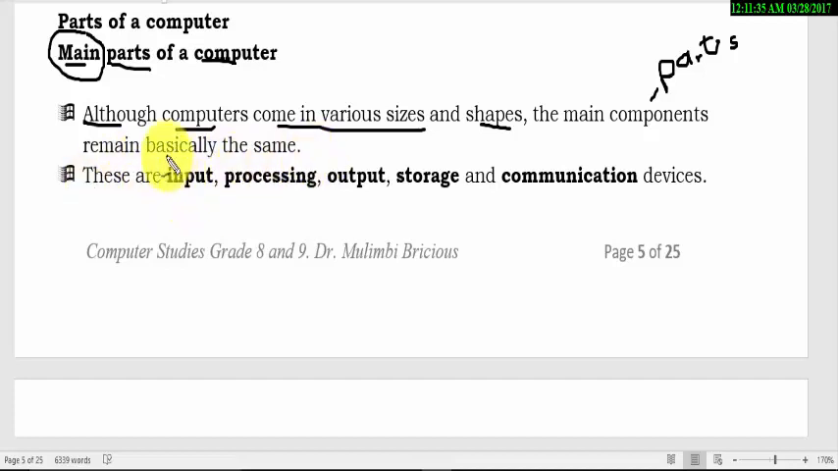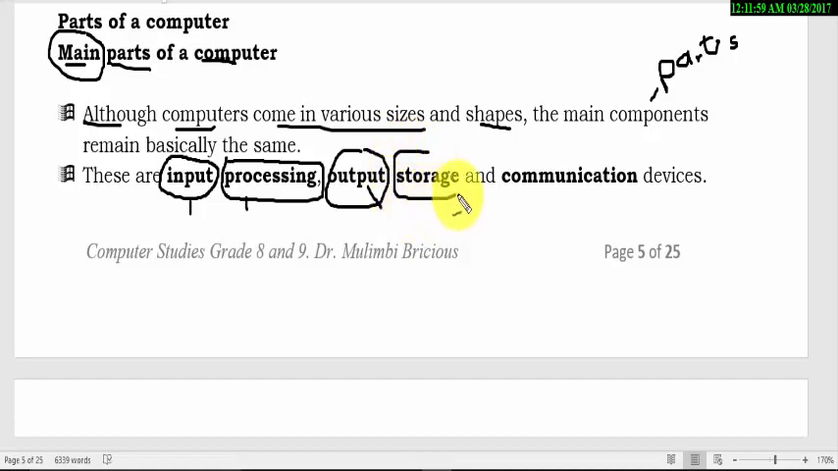These parts of the computer are grouped into input, then the parts which are for processing, then parts of the computer which are under the category of output, then parts which are under the category of storage, and then parts which are under communication.